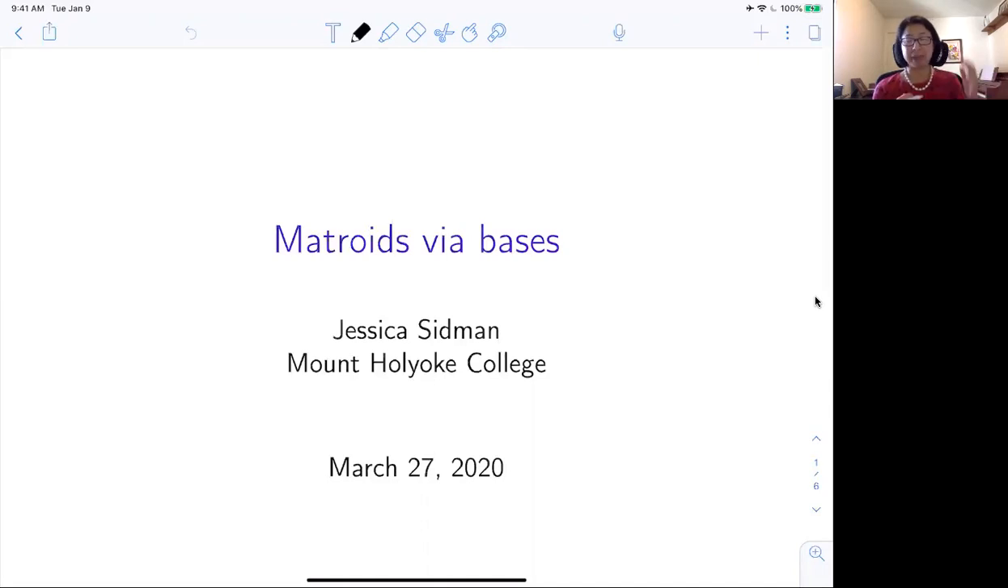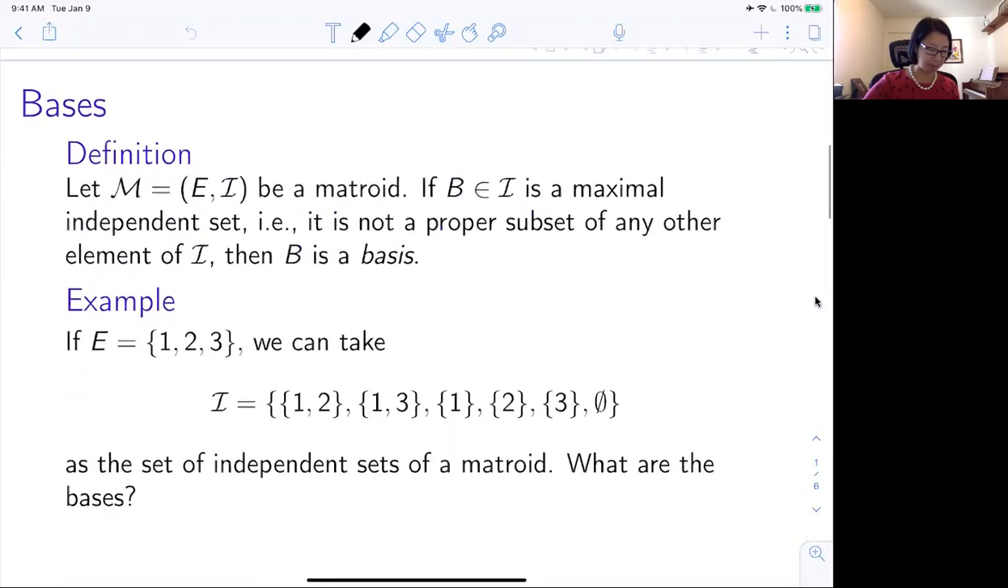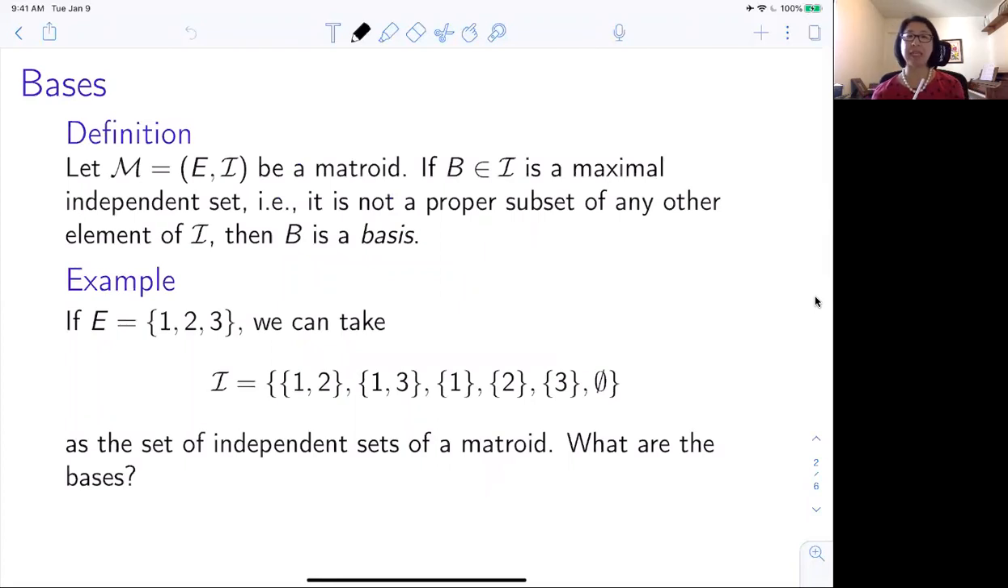we'll also have bases. And we'll see that you can actually define a matroid instead of saying, here's a finite set and here are the independent sets, by saying, here's a finite set and here are the bases. So let's see what the definition of a basis is. If I have a matroid M, and its ground set is E, and I is a collection of subsets of E that we call the independent sets, then we define an element B of I to be a basis if it's a maximal independent set. In other words, it's not a proper subset of any other element of I.